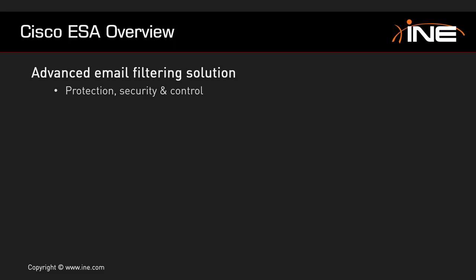Now, the second major purpose for using ESA is to be able to fully control email communication. So similar to the web security appliance, in which case we are able to build policies to limit the number of websites people will be able to access, we can use the ESA to control email communication based on the sender, recipient, and also content of the message.